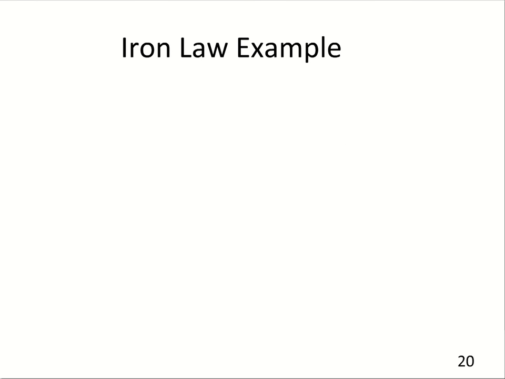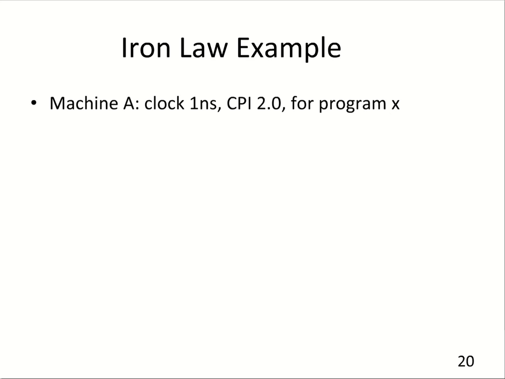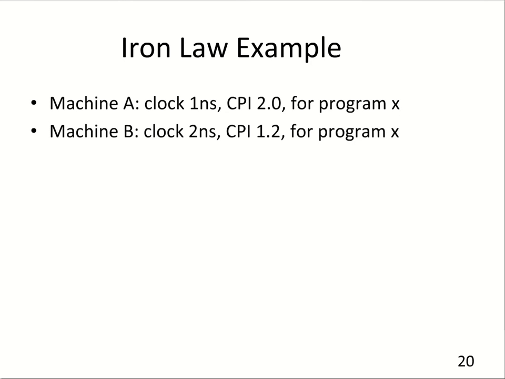Okay, let's go back to the iron law and look at a brief example. So assume you have a machine A that has a clock period of 1 nanosecond, runs at a CPI of 2 cycles per instruction for a particular program X. We also have a machine B that runs at half the frequency, so twice the clock period of 2 nanoseconds, but its cycles per instruction is much better, only 1.2, again, for the same program X. Which of these machines is faster, and by how much?